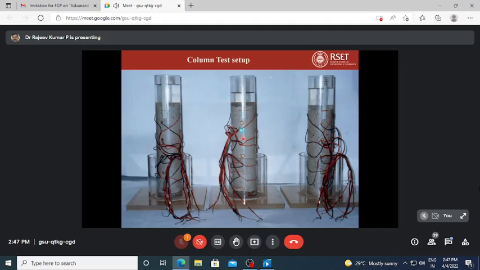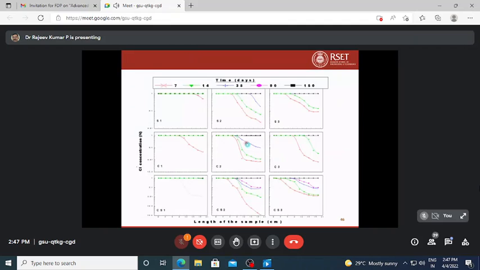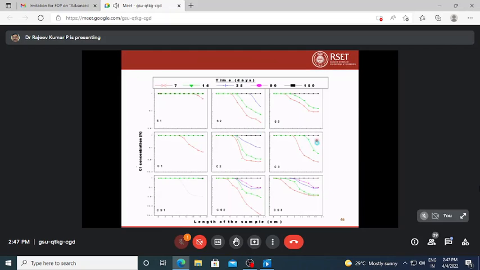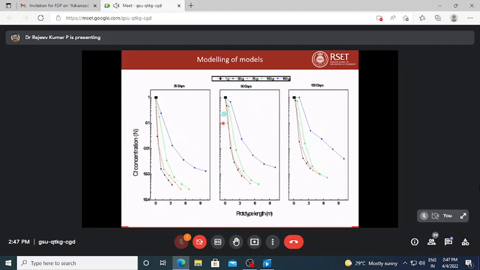It depends upon the combination of the soil as well as the voids present in the soil. So, with respect to time, the instrument is connected to this and we found out the concentration. There is a calibration also with respect to this. You can see here, this is a typical column experimental result plotted here.